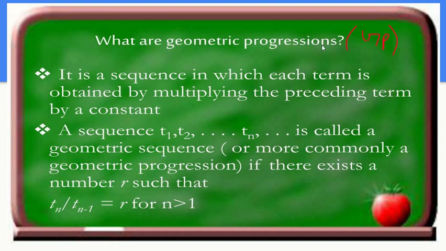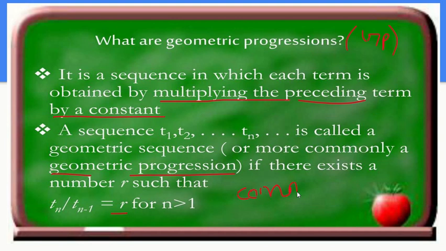What is geometric progression? Let us see now. It is a sequence in which a term is obtained by multiplying the preceding term by a constant. A sequence can be T1, T2 up to Tn. A1, A2 up to An is called a geometric sequence, or more commonly a geometric progression, if there exists a number R such that, so what is that R? R is nothing but the common ratio.